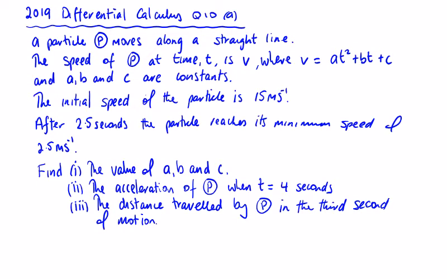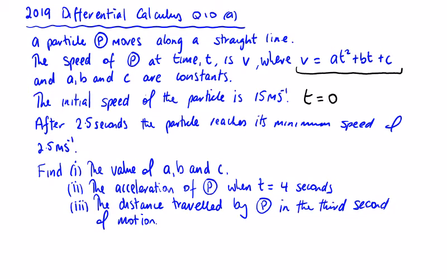2019 Differential Calculus, question 10a. A particle P moves along a straight line. The speed of P at time t is v, where v is equal to at squared plus bt plus c. a, b, and c are constants. The initial speed of the particle is 15 meters per second.